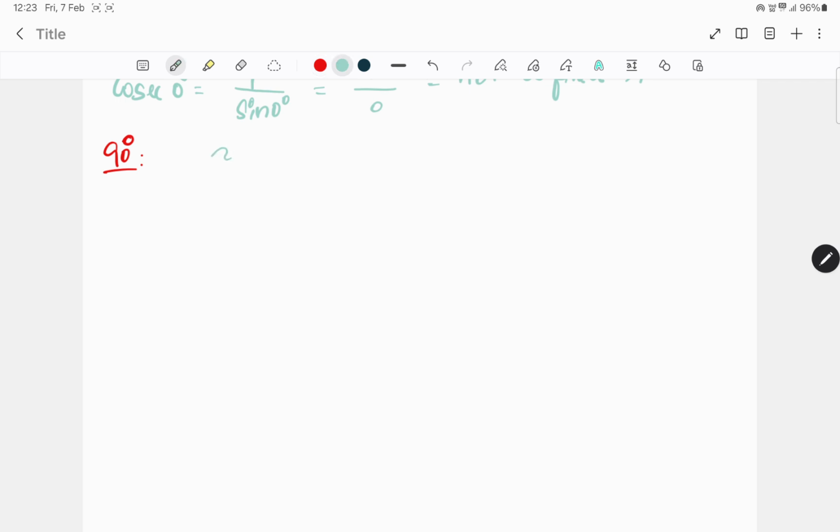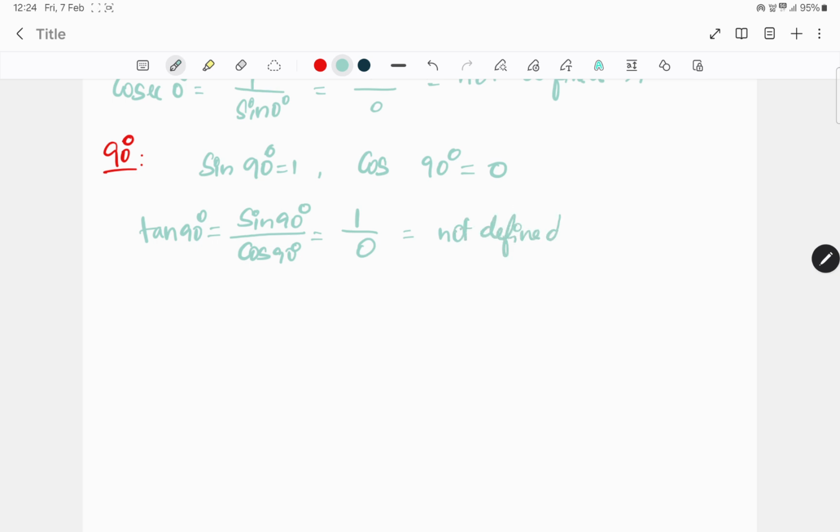Just remember the same two formulas, that is sin 90 degree is equal to 1 and cos 90 degree is 0. From these two values we will find the remaining values. Tan 90 degree is nothing but sin by cos, that is sin 90 degree by cos 90 degree. Sin 90 degree is 1, cos 90 degree is 0. If we get 0 in the denominator, the value is not defined.